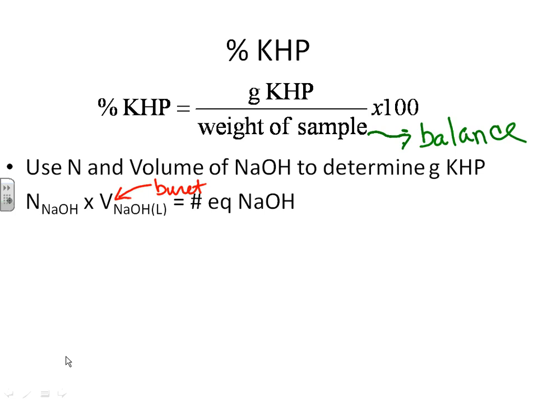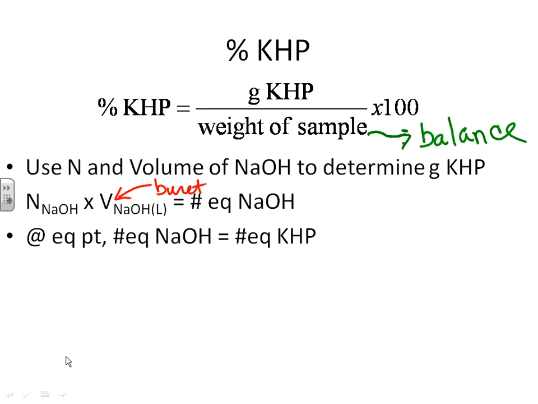Hopefully at this point at home you are jumping up and down and yelling at your computer screen that Mrs. Julian, the number of equivalents of NaOH will be equal to the number of equivalents of KHP at the equivalence point. That is what is special about the equivalence point. Moles of acid equal moles base, number of equivalents of NaOH equal number of equivalents of KHP.